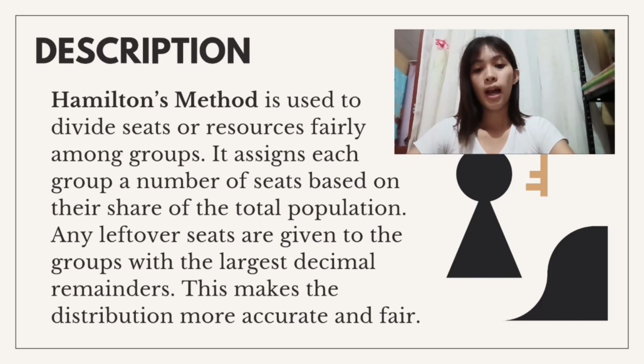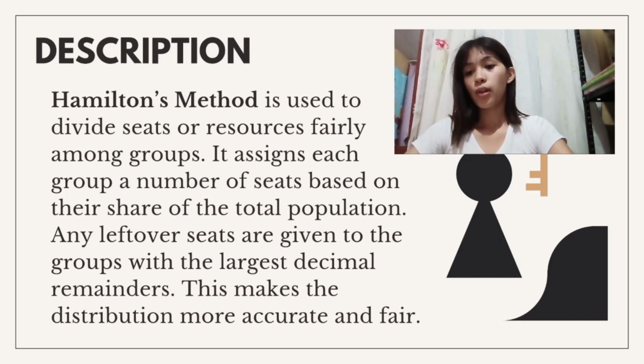In short, Hamilton's method fairly divides seats or resources among groups based on population share. Leftover seats go to the groups with the largest decimal remainders, ensuring accuracy and fairness.